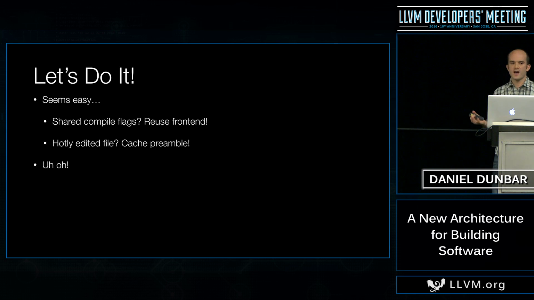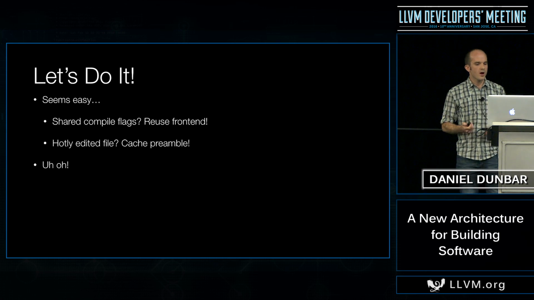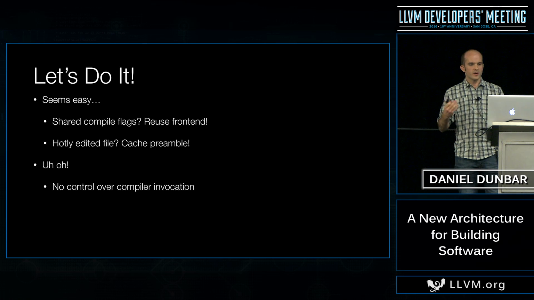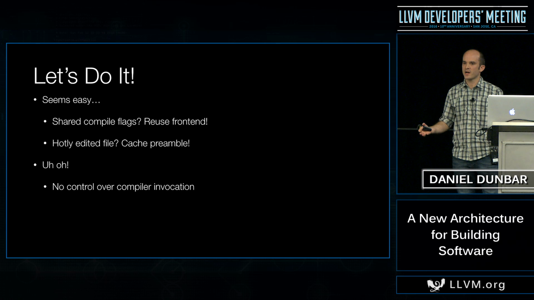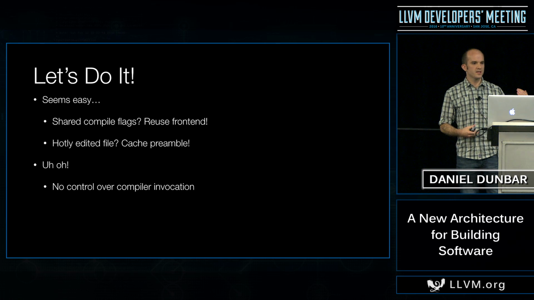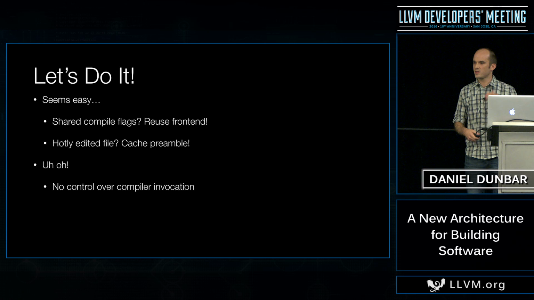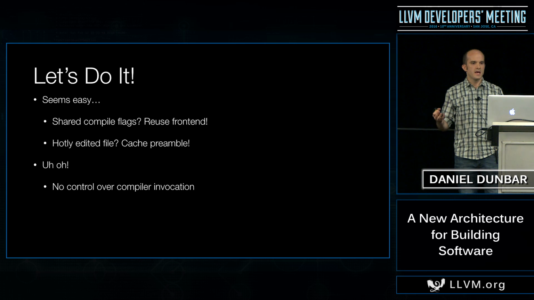But we have a problem. And the problem is that we, as compiler engineers, don't actually have any control over how the compiler is invoked. The compiler is invoked through a command line which has been statically laid down by the build system. It's in a Ninja file or a makefile or something else. And we can't change the compiler to do something different.